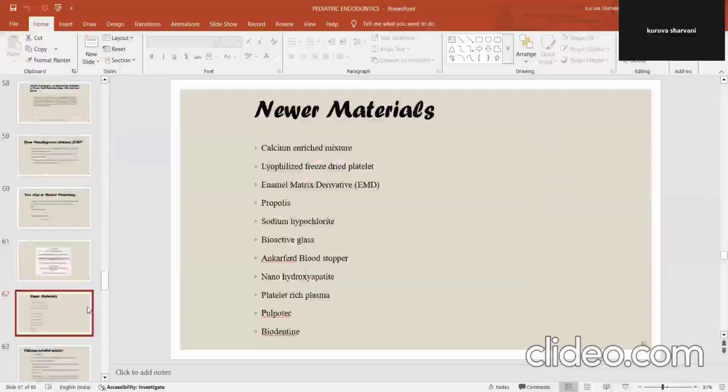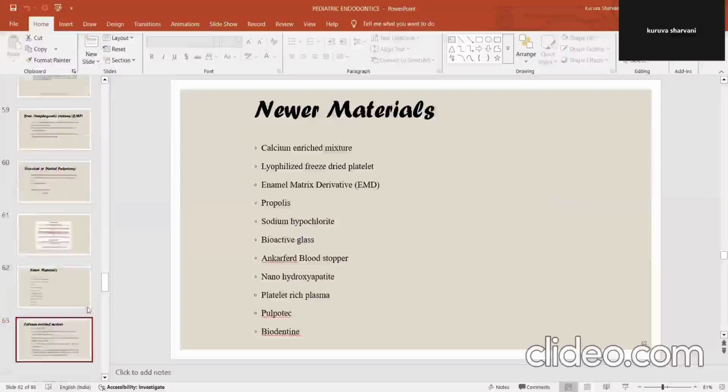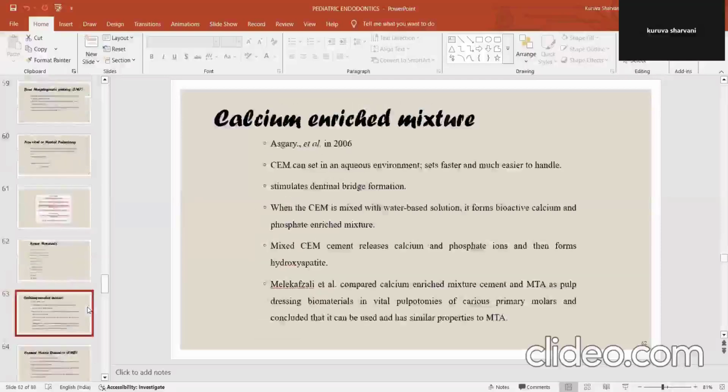As we have said, newer pulpotomy agents are propolis, sodium hypochlorite, bioactive glass, platelet-rich plasma, Pulpotec, and biodentine. These are all details, there is no need for you to know them. Just mention the pulpotomy agent, that is LSTR.